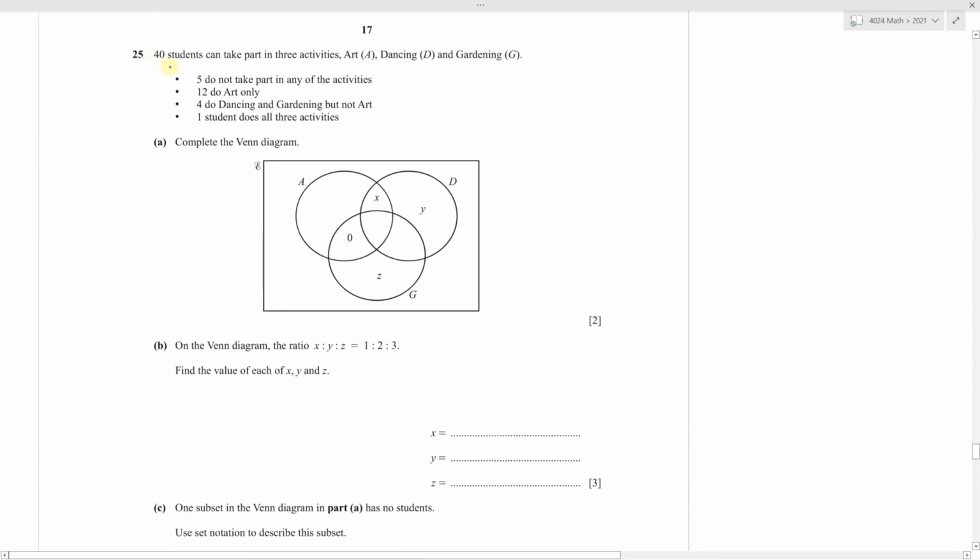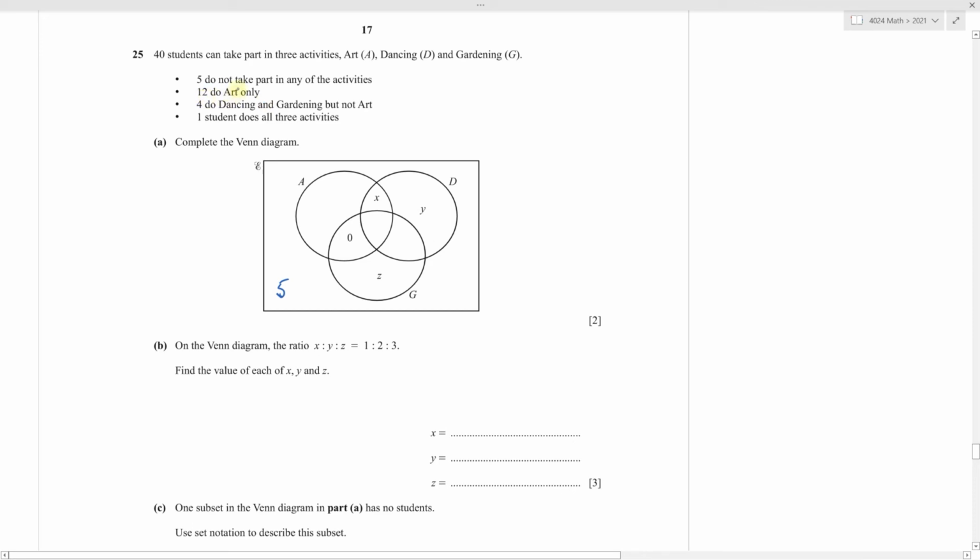Question number 25. 40 students can take part in 3 activities: art, dancing, and gardening. You're given some conditions. First part is complete the Venn diagram. The first point given is 5 students do not take part in any of the activities. That means they are outside of all three circles, which represent art, dancing, and gardening in this Venn diagram. So 5 will be outside here because these students do not take part in any of the activities.